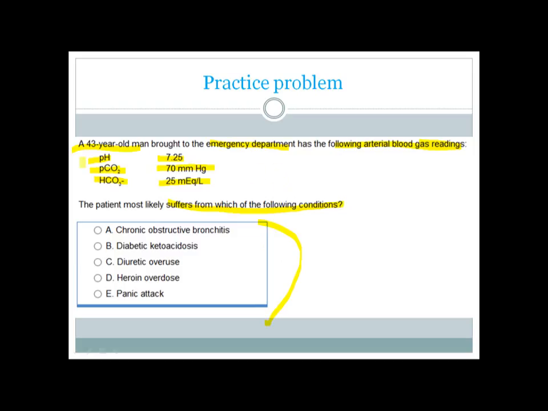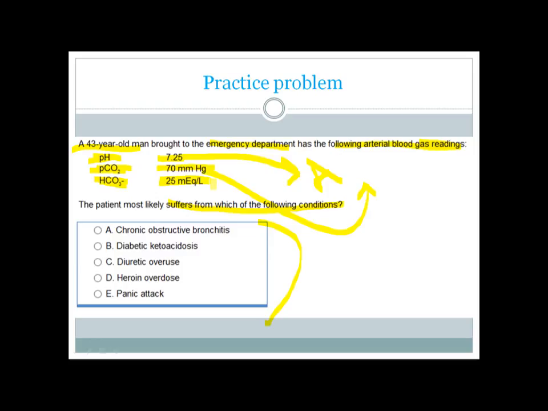So as you can see here, the pH of this patient is reduced. So this patient is having an acidosis, first of all. Next, you see that this patient's partial pressure of carbon dioxide is very high. So this is a respiratory acidosis, and it is confirmed by the fact that the bicarbonate level is quite normal. So this patient is having a respiratory acidosis.